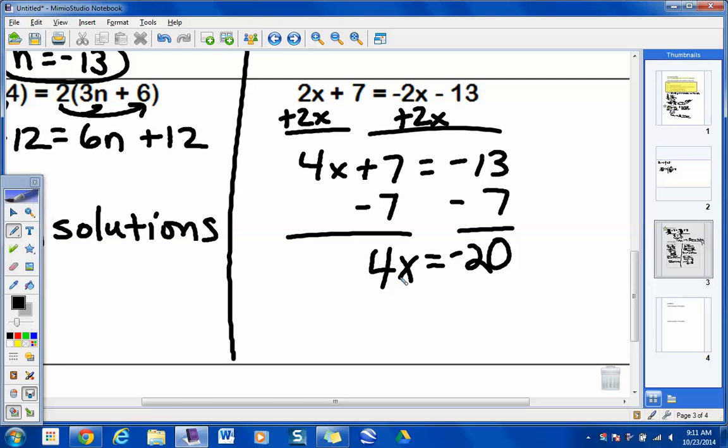Negative 20 divided by how much, gang? 4. We are on a roll. What did you get for a solution here? Negative 5. X equals negative 5. Excellent, you guys. I feel a lot better about this after going through those.